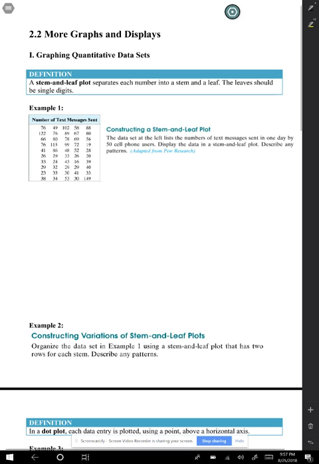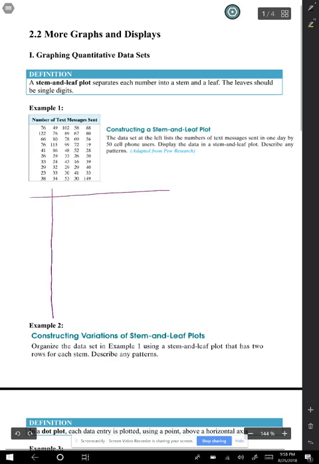And when you construct this, you will have a vertical line, and then you will have a horizontal. And what you're going to do is put the first one or two digits of the number on the left, and those will be your stems, and then you're going to put your leaves on the right. And each leaf, if you'll look in the definition, has to be a single digit. So your ones digit will always be a leaf.